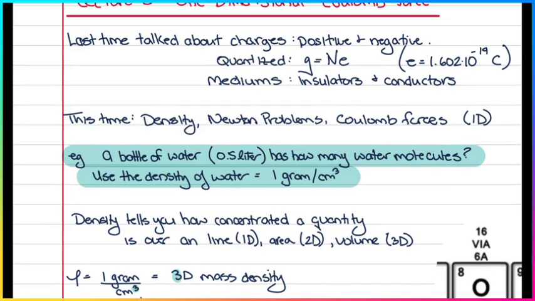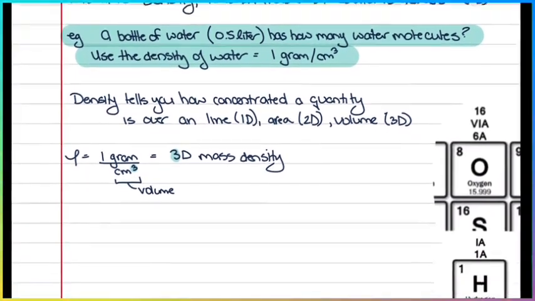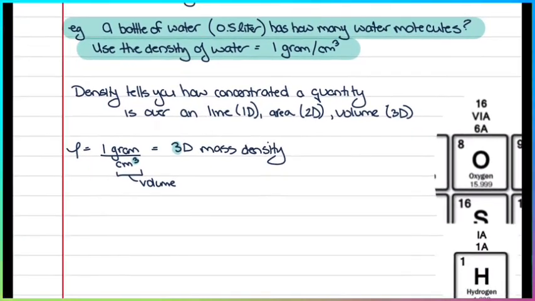So, today I want to talk a little bit about density, just introduce or remind us about the concept, and then do some Newton's law 1D problems with this Coulomb force. So, before we get to the new stuff, here's one example. A bottle of water, which is half a liter, has how many water molecules? In order to answer this, let's use the density of water as 1 gram per cubic centimeter, or 1 gram per cc. It's going to be 10 cc's, it's cubic centimeters.